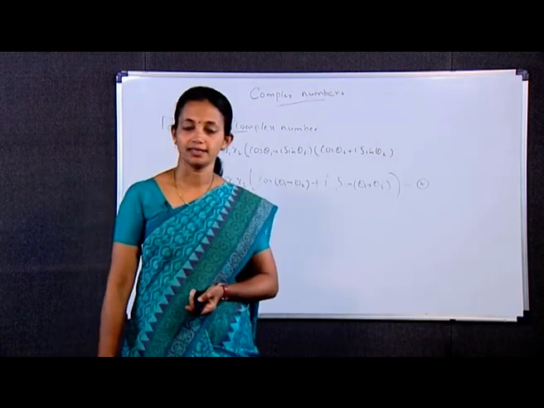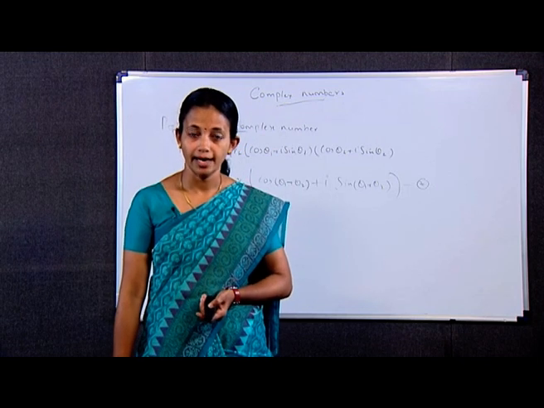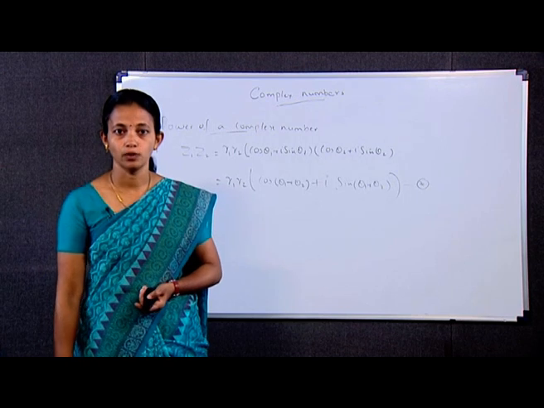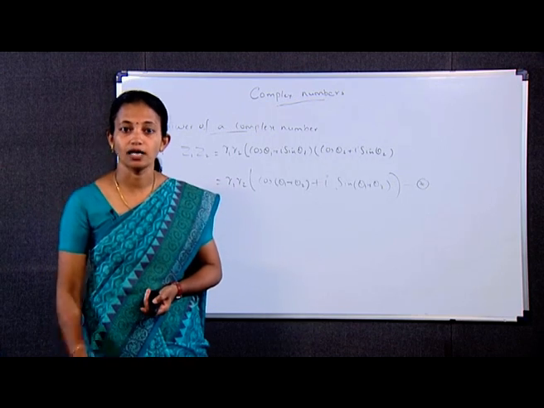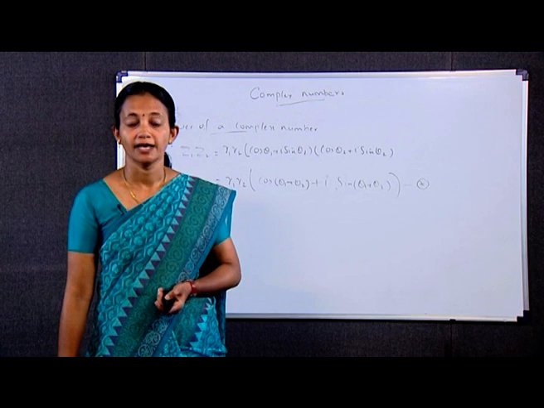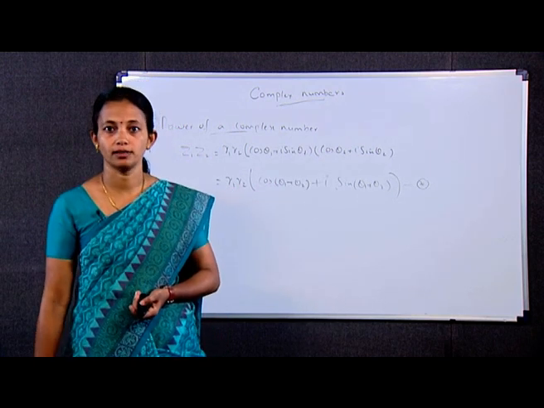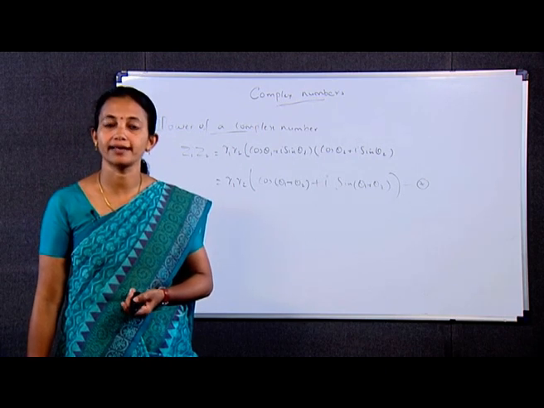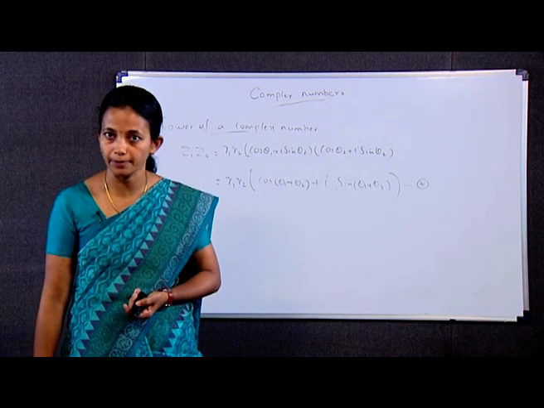Now we verify that if n is a positive integer and zk has modulus rk and argument theta k, where k varies from 1 to n, then we have z1 up to zn is equal to r1 up to rn into (cos (theta 1 plus etc. plus theta n) plus i sin (theta 1 plus etc. plus theta n)). The result is true for n equal to 1 and verified for n equal to 2. Assume as induction hypothesis that the result is valid when n is equal to m minus 1.